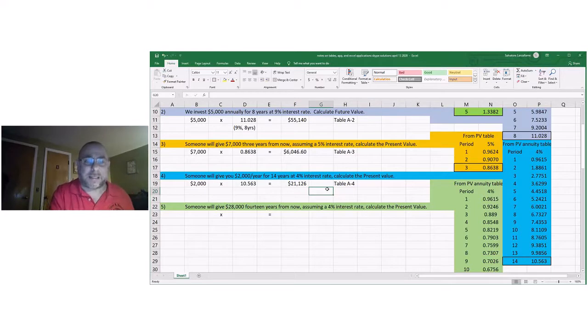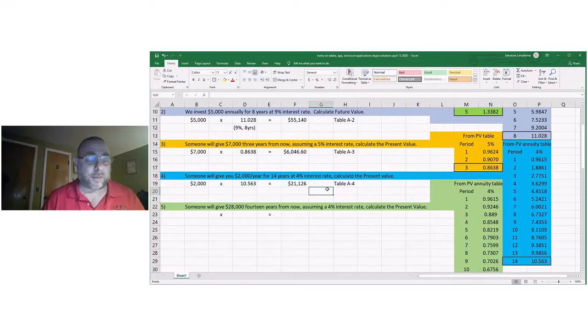So again, think about it. 2,000 times 14, that's 28,000. So what's 28,000 over the course of 14 years worth today? 21,126. So let's say your grandmother says, I'll give you $5,000 today, but if you wait for 14 years, you'll get $2,000 every year, and that's a total of 28,000, but today it's worth 21. So 21 is way better than 5. But again, you might say, I need the money. All right, those are the 4 tables.